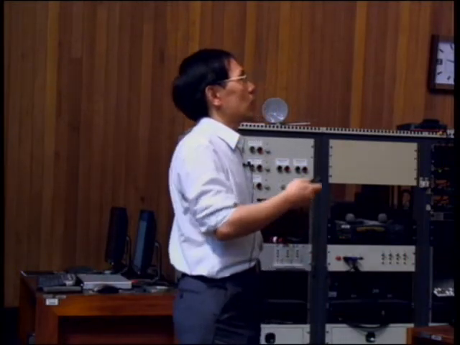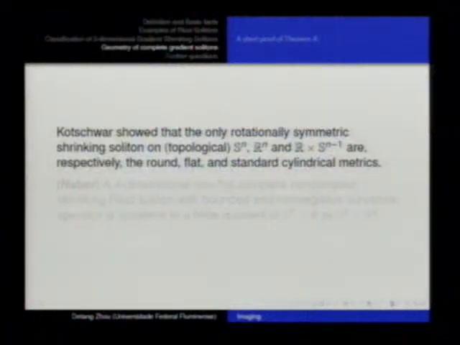And another result is that Kotschwar showed, classifying all the rotationally symmetric shrinking solitons, that here it is topologically a sphere, Euclidean space, and this cylinder, the one-dimensional cylinder.